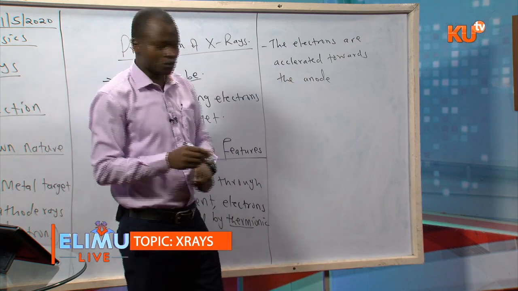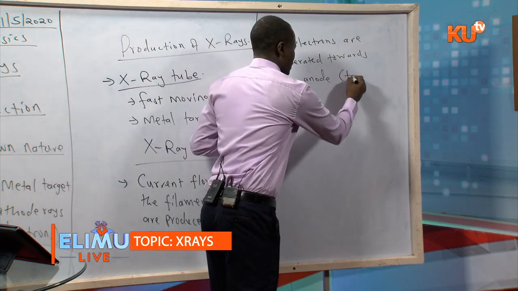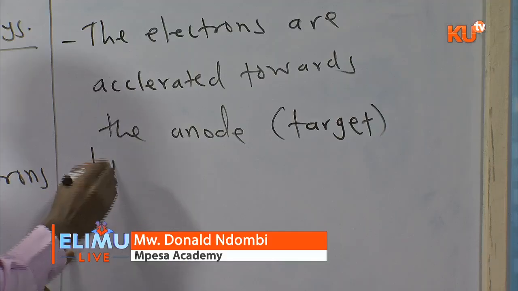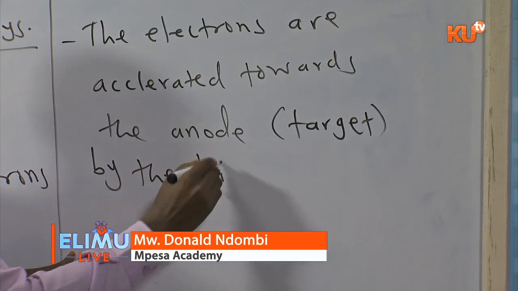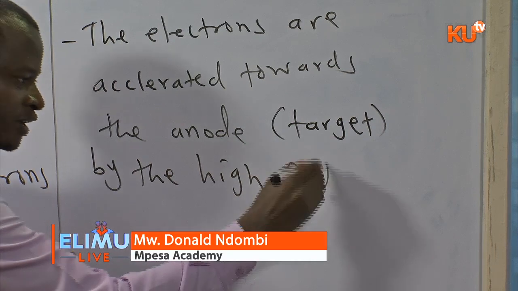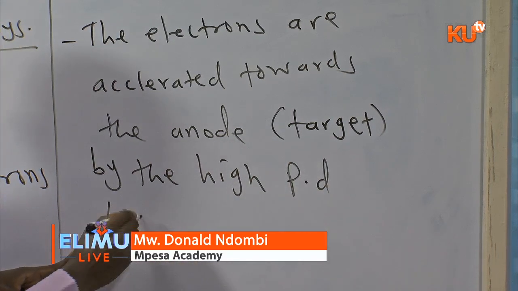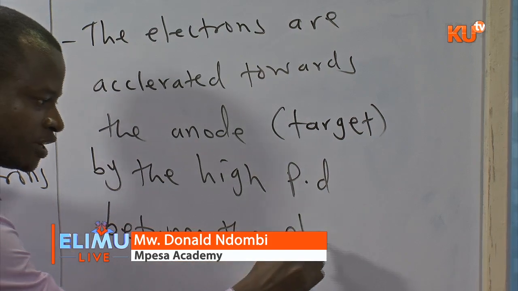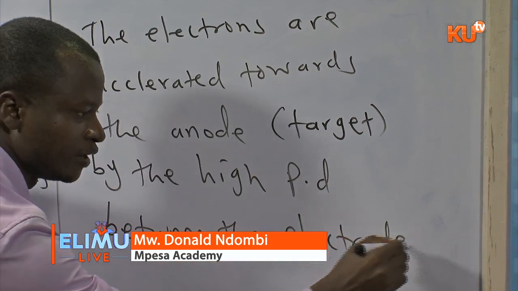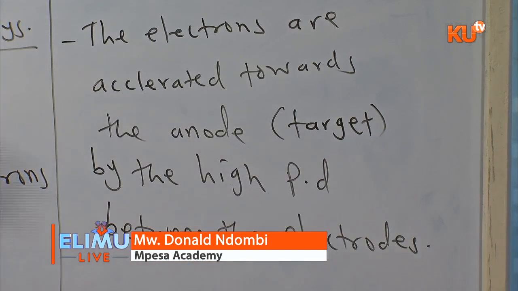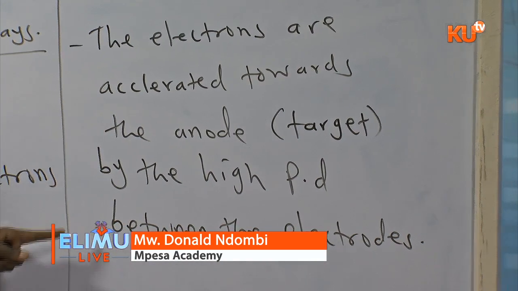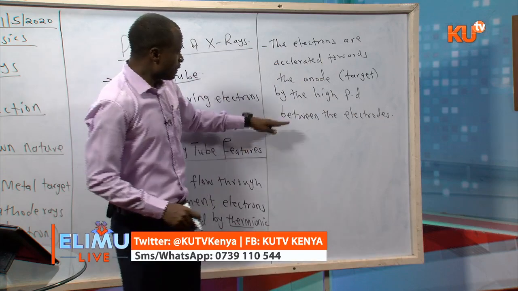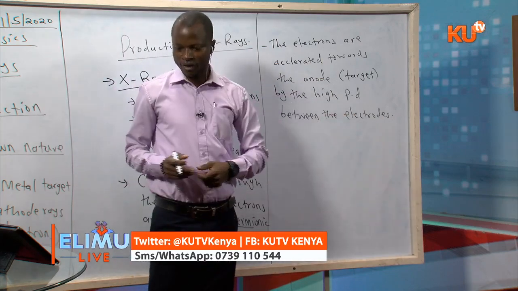And in the anode, that is what we are calling the target. They are accelerated towards the anode or the target by the high potential difference between the electrodes, between the cathode and the anode. So the electrons are accelerated towards the anode by the high PD or potential difference between the electrodes, which means between the cathode and the anode.